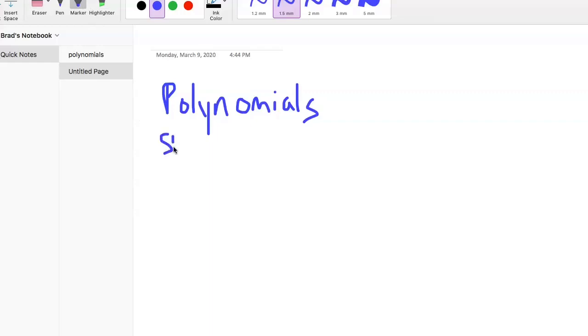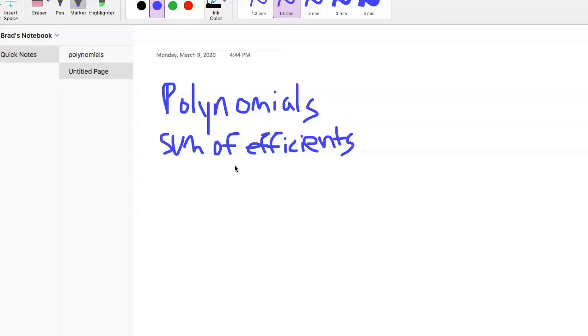Next, we have something called the sum of the coefficients. What in the world is that? You just have to know what these words mean. The math isn't actually all that hard. Sum means add, so that's an easier one. Sum just means we're adding something up. Coefficient is the number in front of a variable.